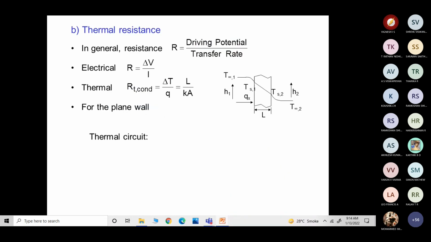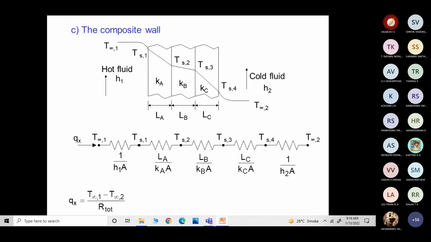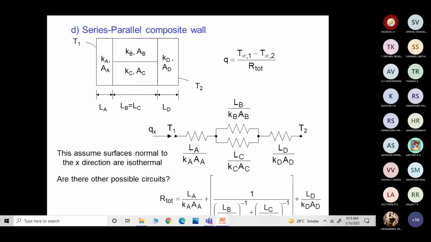So you have to understand, from that only we are getting the resistance, and for a simple wall the resistance is this, but for a composite wall like this, we will have resistances like this. Now we know that the total heat conducted will be T infinity 1 minus T infinity 2 divided by the total resistance. The total resistance, sigma RT, is equal to 1 by h1 A plus LA by KA into A plus LB by KB into A plus LC by KC into A plus 1 by h2 into A. This is the composite wall.